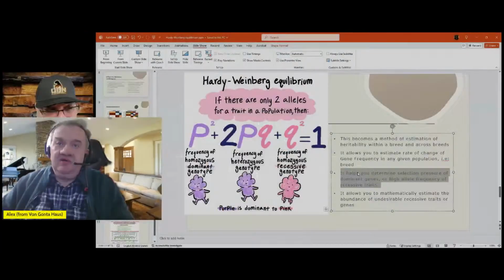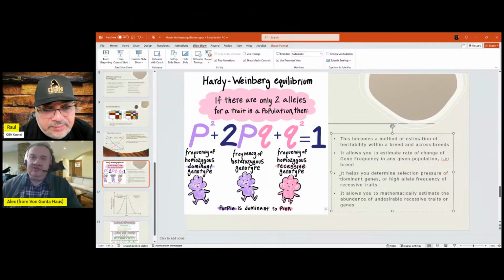So it acts like it's a dominant. It's not a dominant, but the high allelic frequency, the high repetition of recessive, is so frequent it seems like it's a dominant trait, but it's not. Still a recessive trait. But by line breeding on that dog, I'm increasing the allelic frequency of that trait. So that's what this says. You can determine the selection pressure.